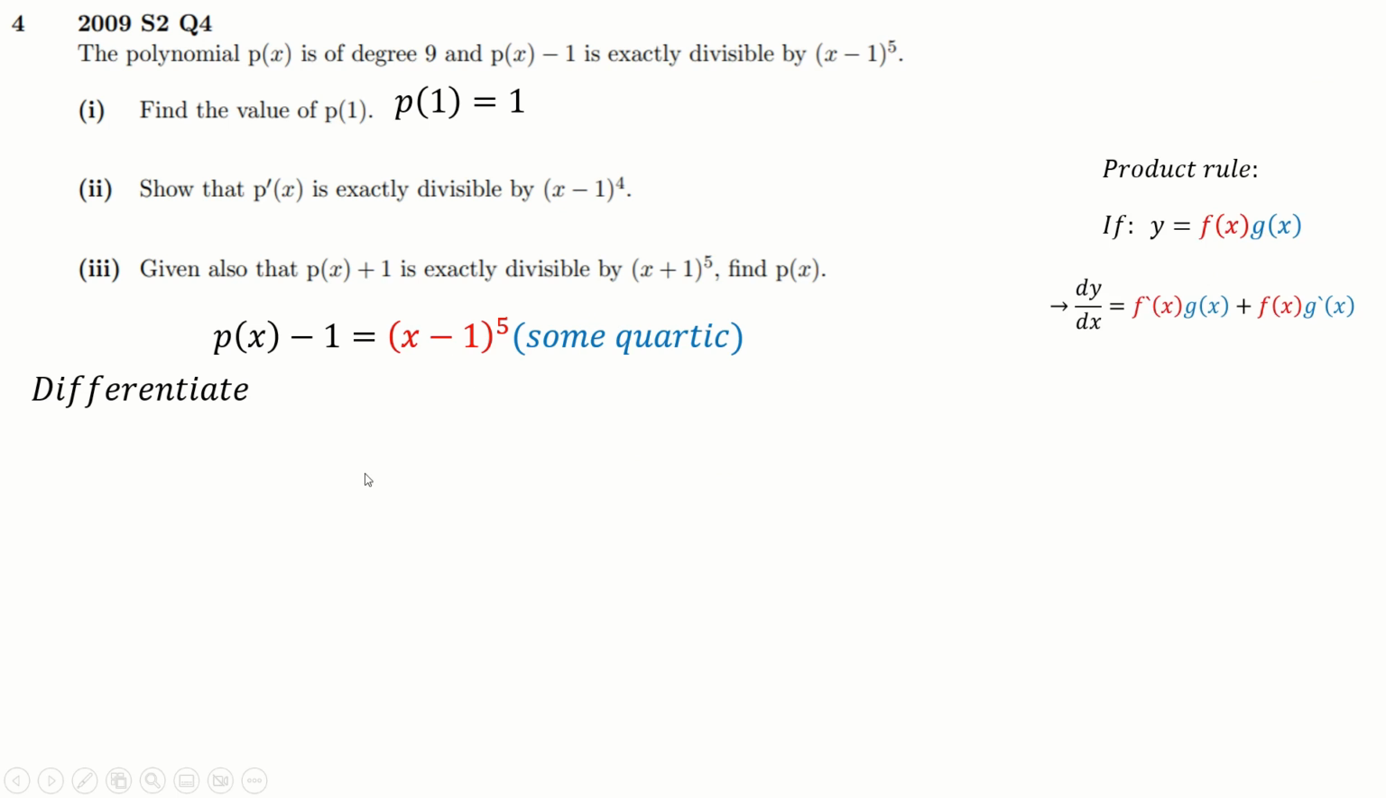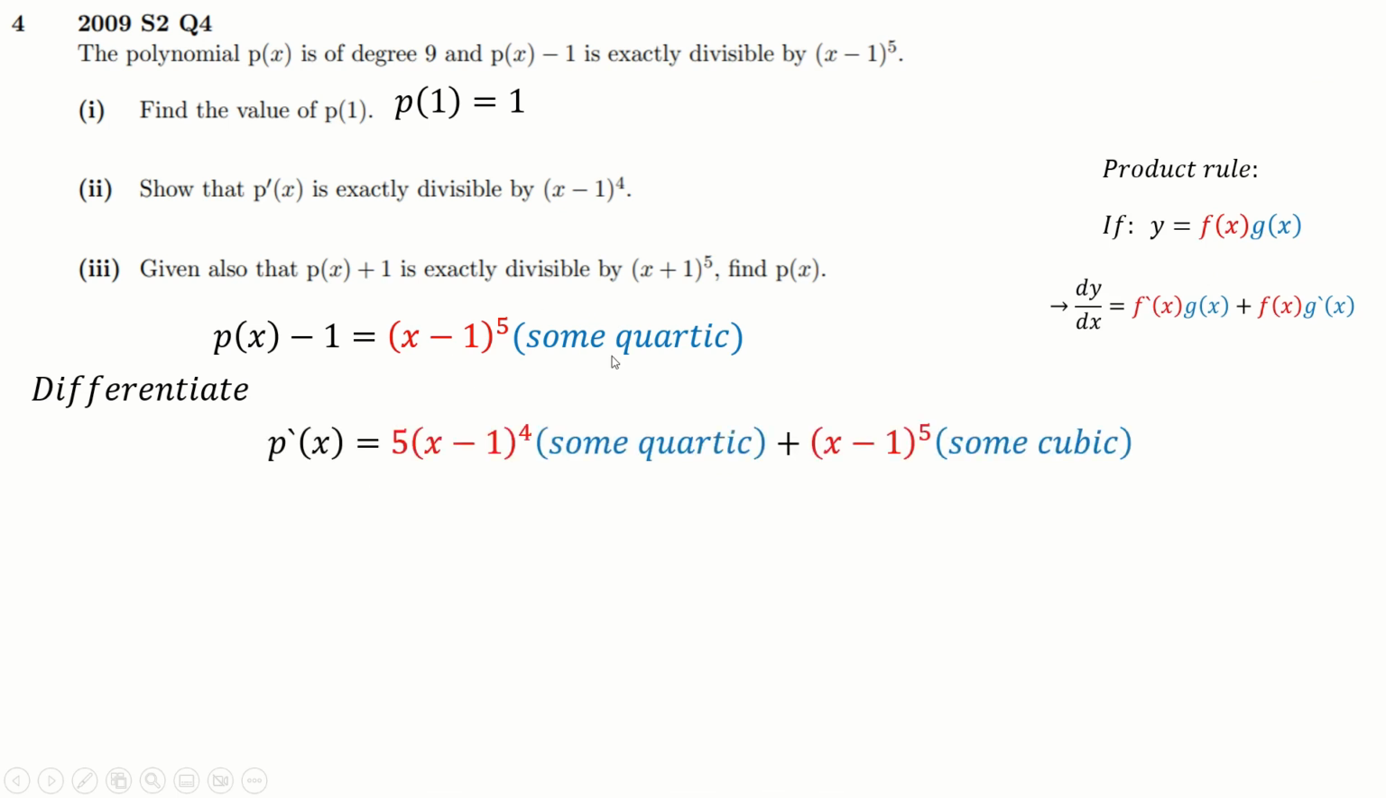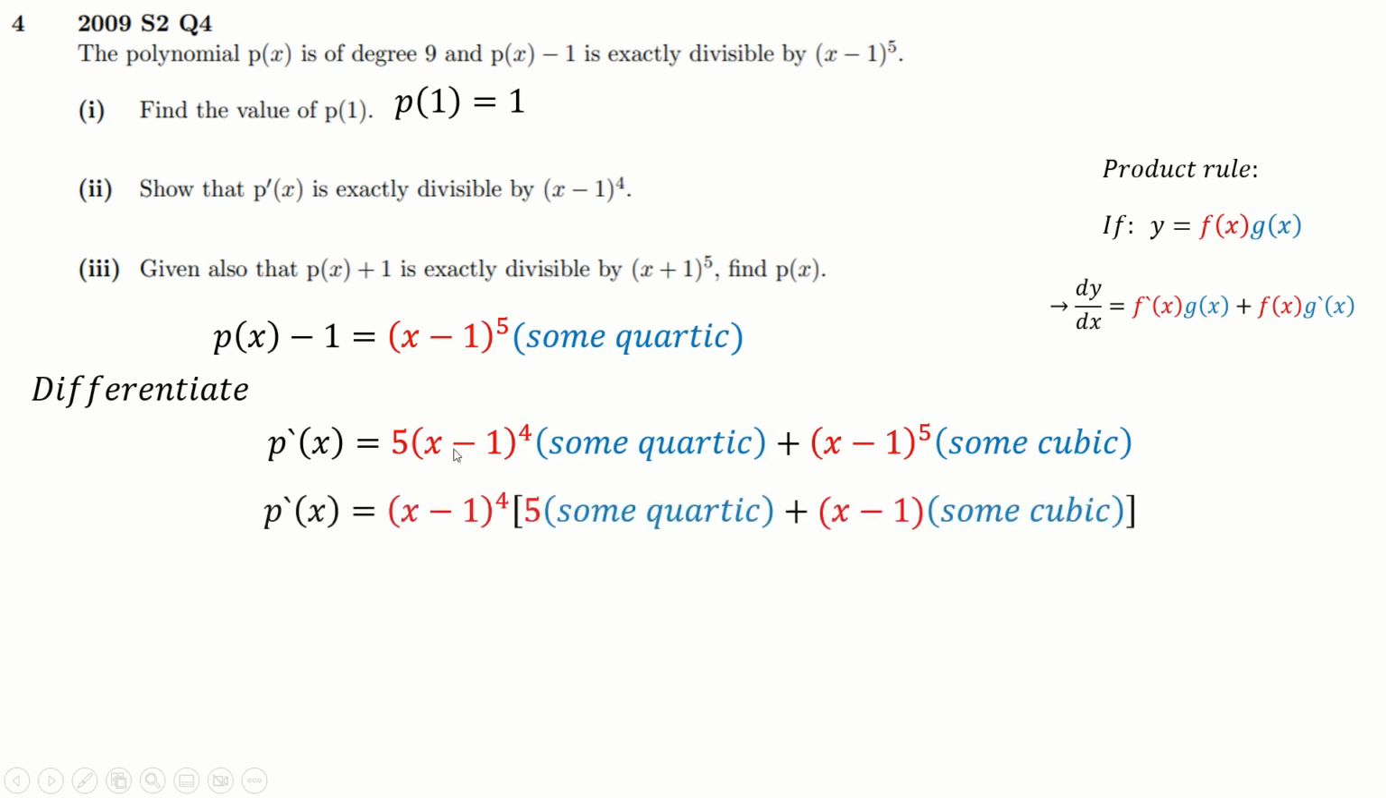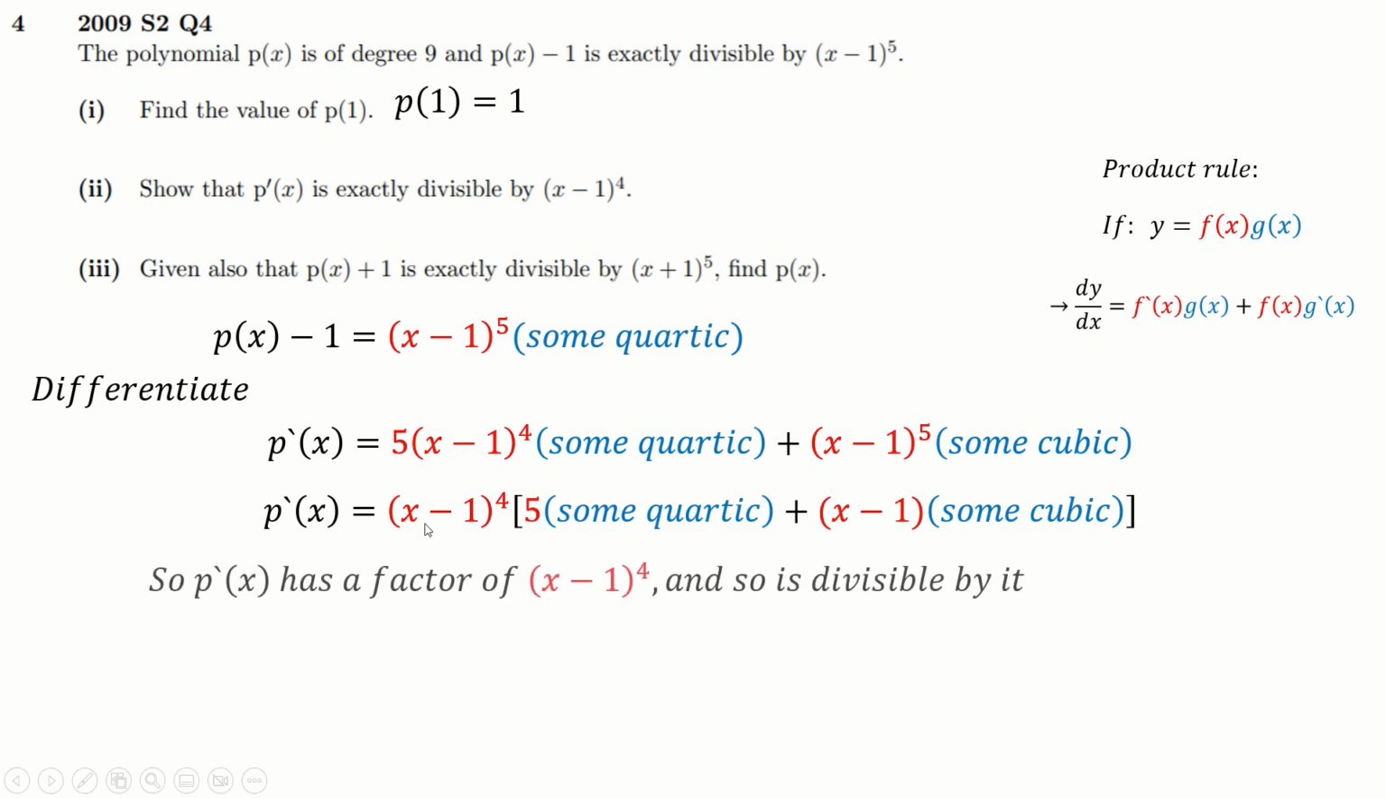So differentiate this to get 4 times x minus 1 to the power 3. Leave this alone. Differentiate this, which will just give you some cubic. I'm not going to care what it is, and leave this alone. And now we can factorize out x minus 1 to the power 4. And yes, now P dash of x is divisible because it's this times something else. That's what divisible means, in case I didn't make that clear. So therefore P dash of x is divisible by x minus 1 to the power 4.